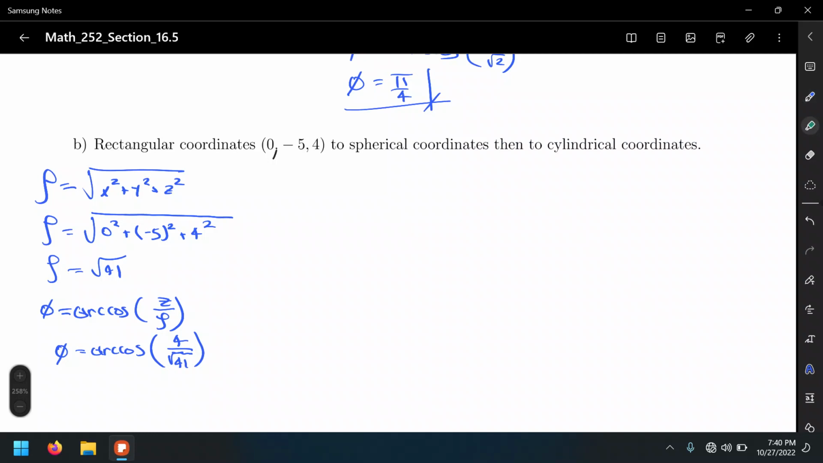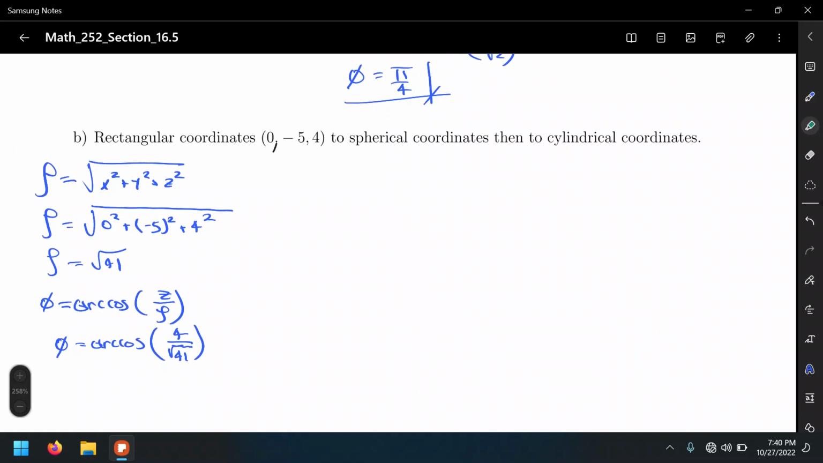Question. Let's have a look. Yes, rectangular is just the standard x, y, z, or Cartesian. That's the other name. Yes, rectangular Cartesian.